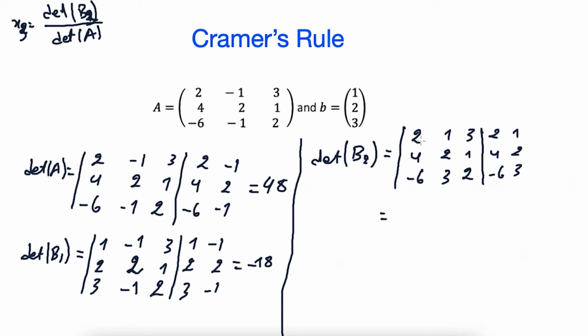and this equals, so 2 times 2 times 2, which is 8, 1 times minus 6, and 3 times 4 times 3, so this is 3 times 3 is 9 times 4 is 36, so plus 36, minus all these elements: 3 times 2 times minus 6 is minus 36, and 2 times 1 times 3, which is 6, so plus 6, and 1 times 4 times 2, which is 8, so plus 8.